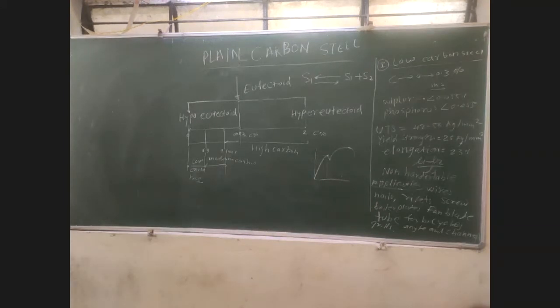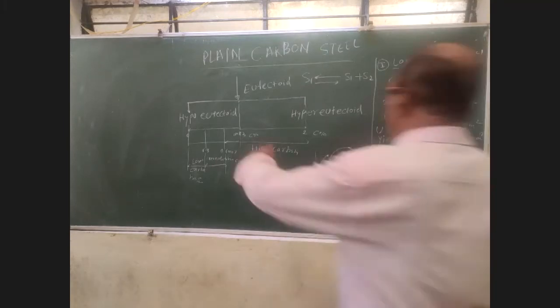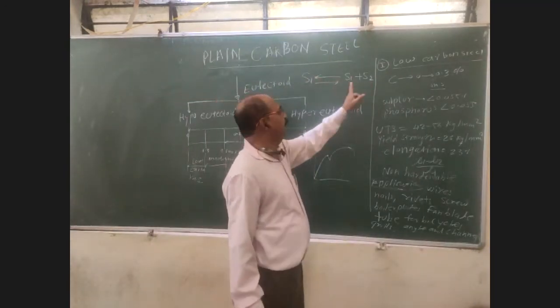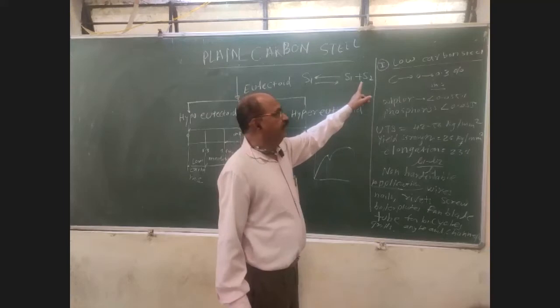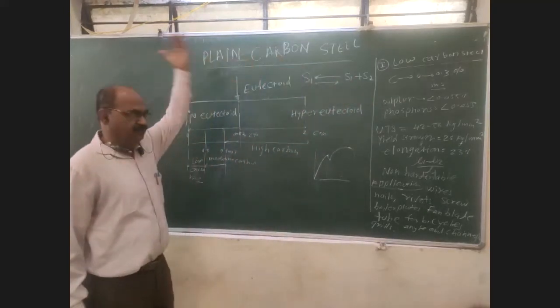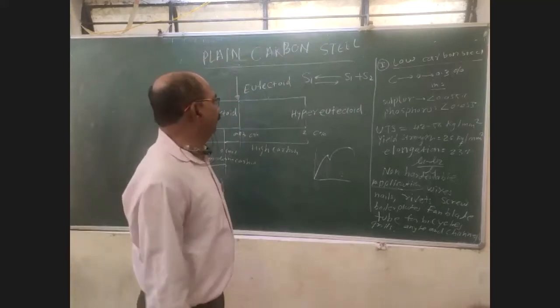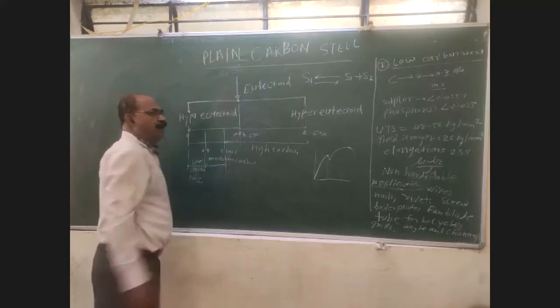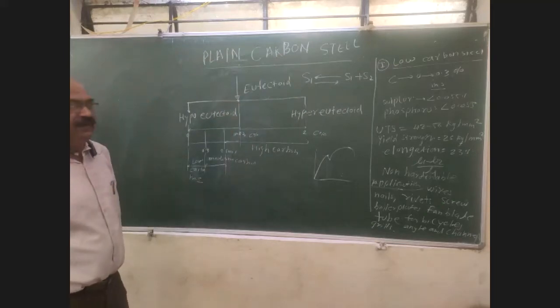As per our iron carbon diagram, at the point of eutectoid, eutectoid means one solid into two solids. Here, ferrite and pearlite, and this one solid is austenite. If you observe the previous iron carbon diagram, here I have taken the eutectoid point.